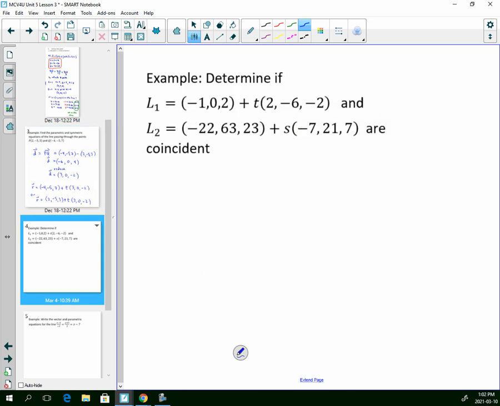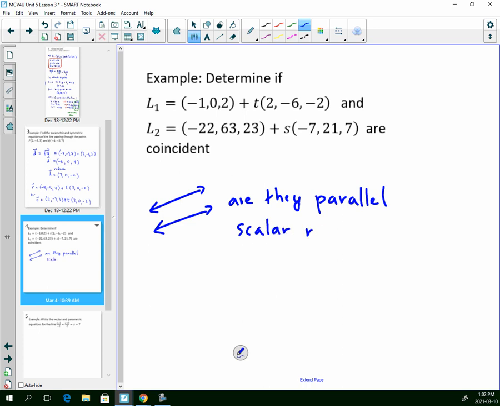Okay, this one says determine if line 1 and line 2 are coincident. Okay, so 2 things we need to check to see if they're coincident. Okay, number 1, they have to be scalar multiples of each other. They need to be parallel. So think of 2 lines. First thing I'm checking is, are they parallel? They can't be coincident unless they are initially parallel. Okay, so they need to be scalar multiples of each other.